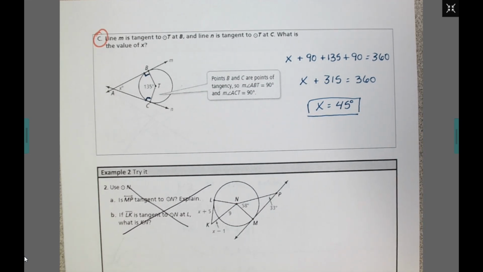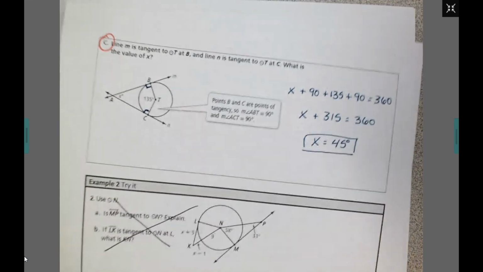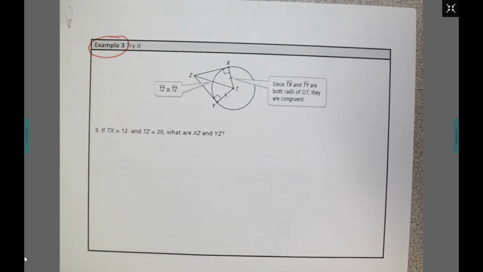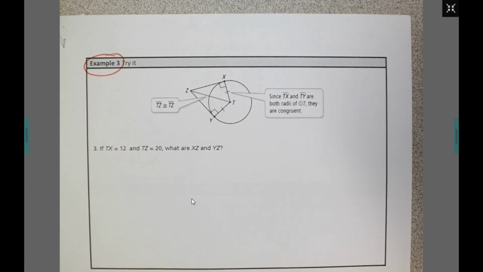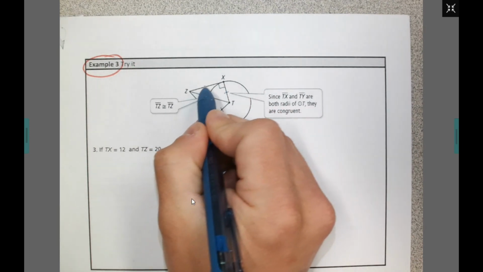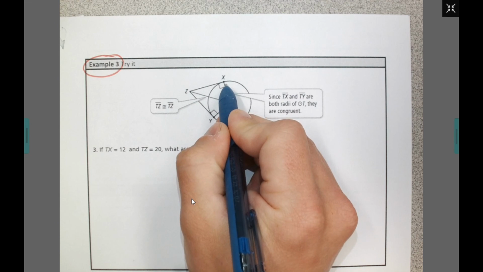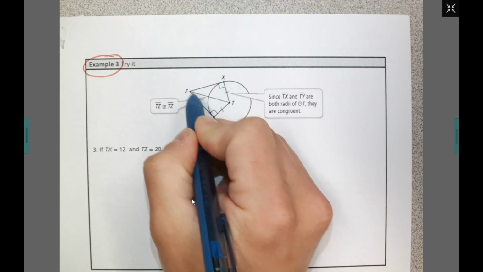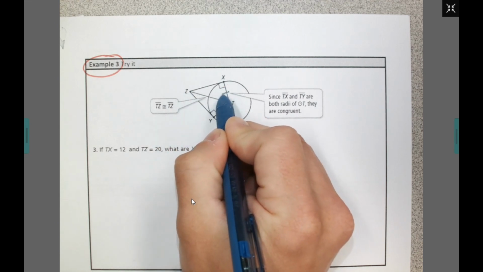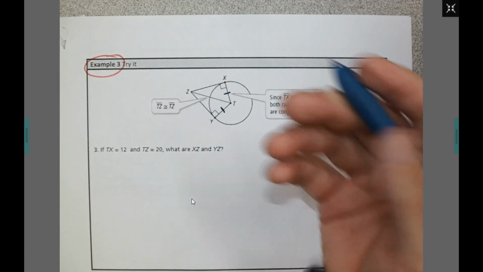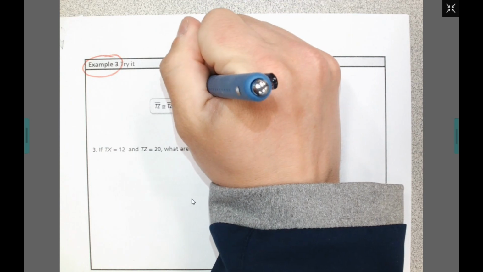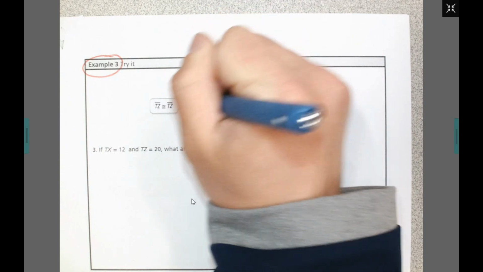Okay, last one we're going to look at, and like I said, we're only going over the basics of tangents today, is example 3. Try it. When you have lines that are tangent, in this case we have XZ is tangent and YZ are tangent, obviously my radii are going to be congruent. And then what also happens here is that my two tangent lines are congruent.